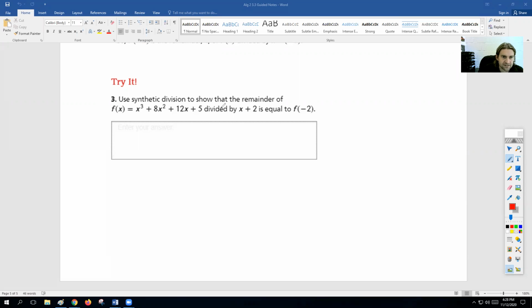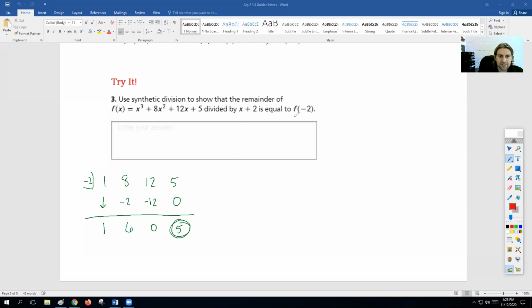If I was going to divide this expression by x plus 2, the -2 is the magic number that goes in the box. We have 1x cubed, 8x squared, 12x, and 5. So there are our numbers going in order. We drop the number 1 down. We start multiplying and adding. 1 times -2 is -2. Add them together, that's 6. 6 times -2 is -12. Add them together is 0. 0 times -2 is 0. Add them together is 5. So we have a remainder of 5.